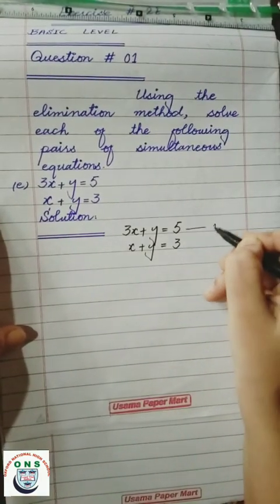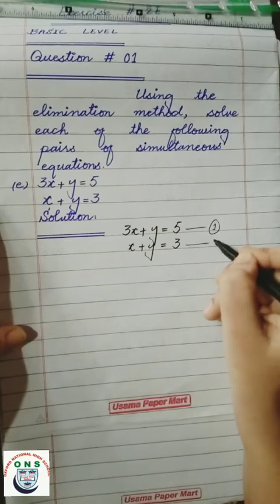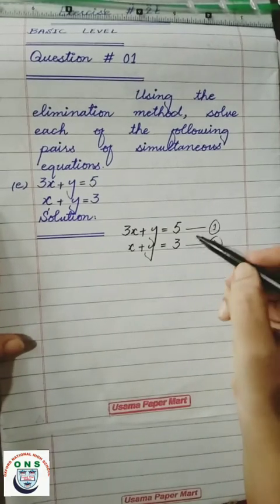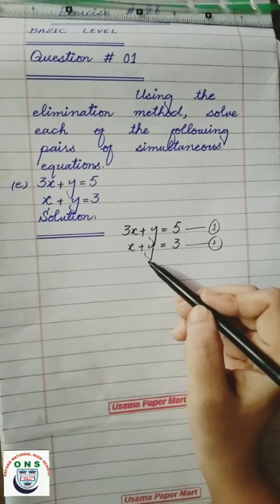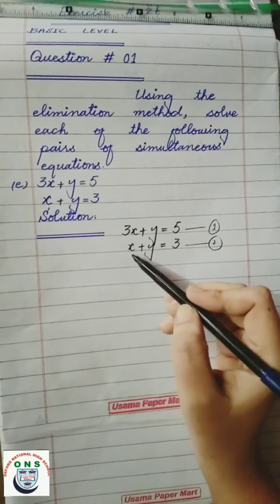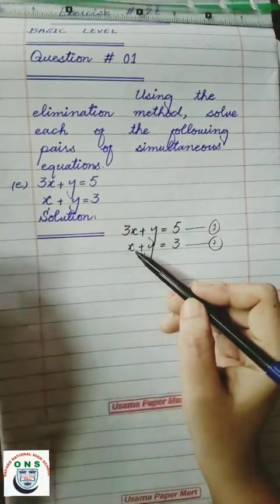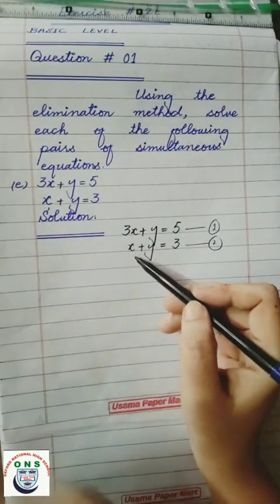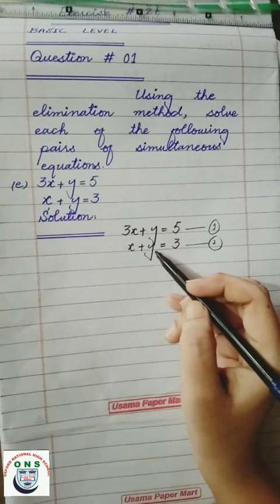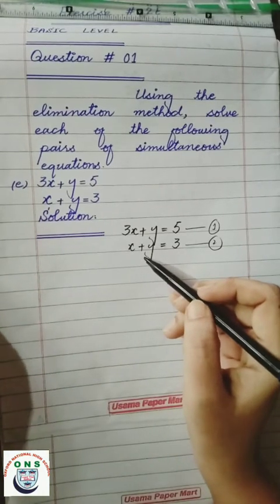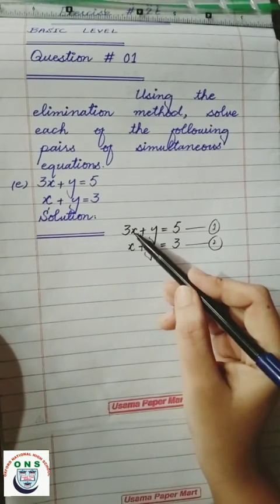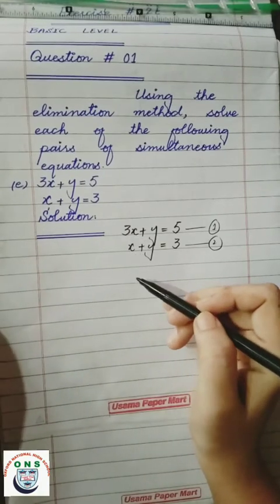Two equations are given, its first equation and its second equation. Already I informed you that two equations will be given and you have to eliminate any one variable. If you eliminate the x variable, you can get the value of y, and you can put the value of y in any equation, and then we have to find the x value, which is the missing value.